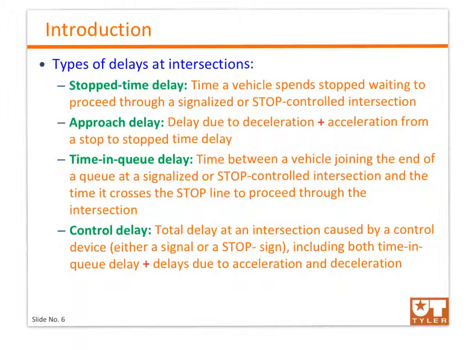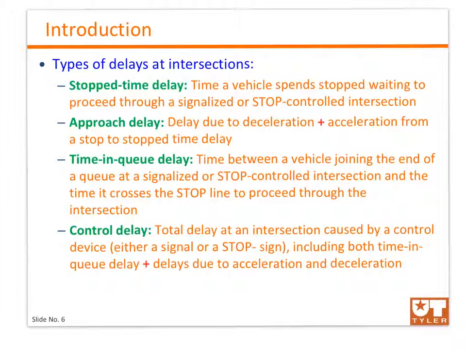So what are the types of delays at any intersection? We have four different types of delays. The very first one is the stopped time delay. Stopped time delay is simply the time a vehicle spends stopped, waiting to proceed through a signalized or stop-controlled intersection. So this has to be there, and that stopped time is going to happen while waiting at a signalized intersection. So it's typically during a red time.